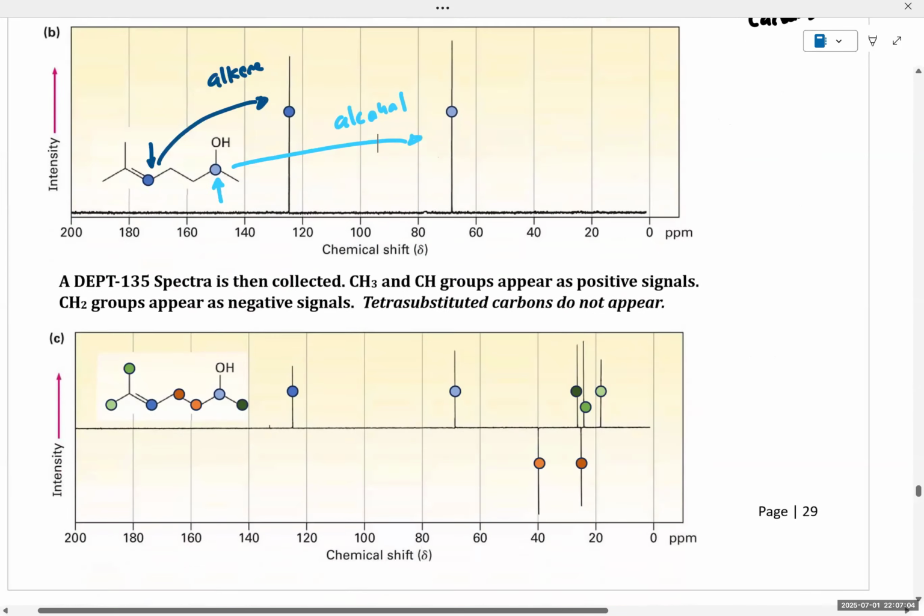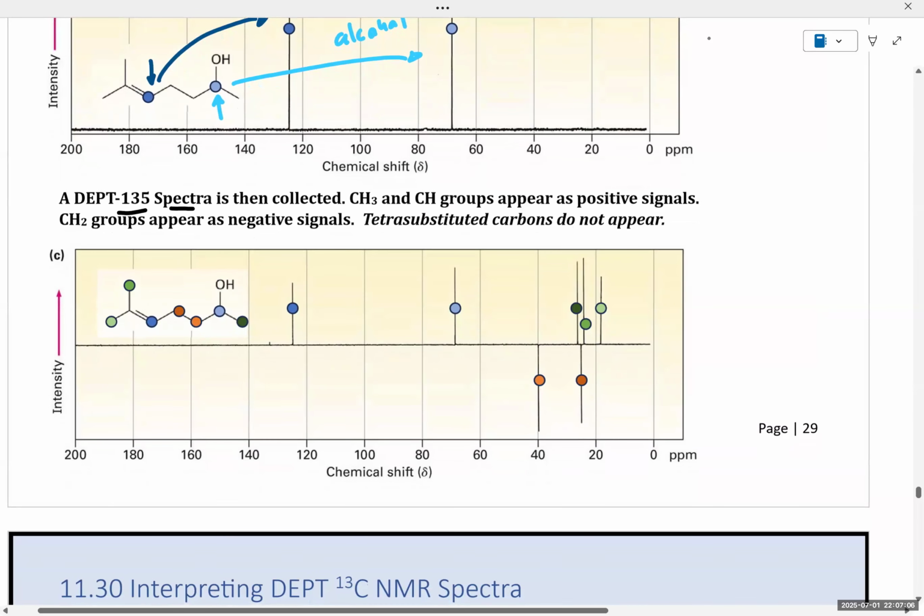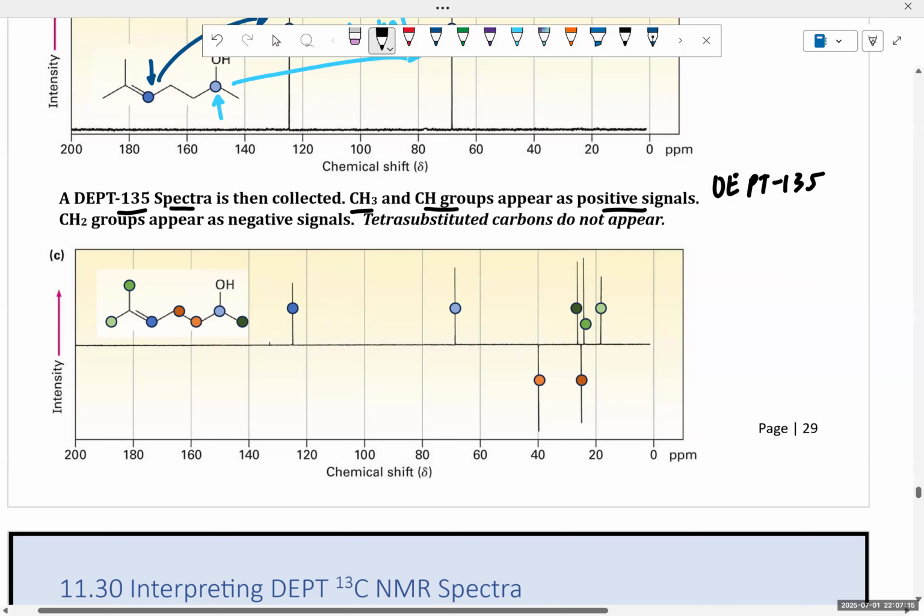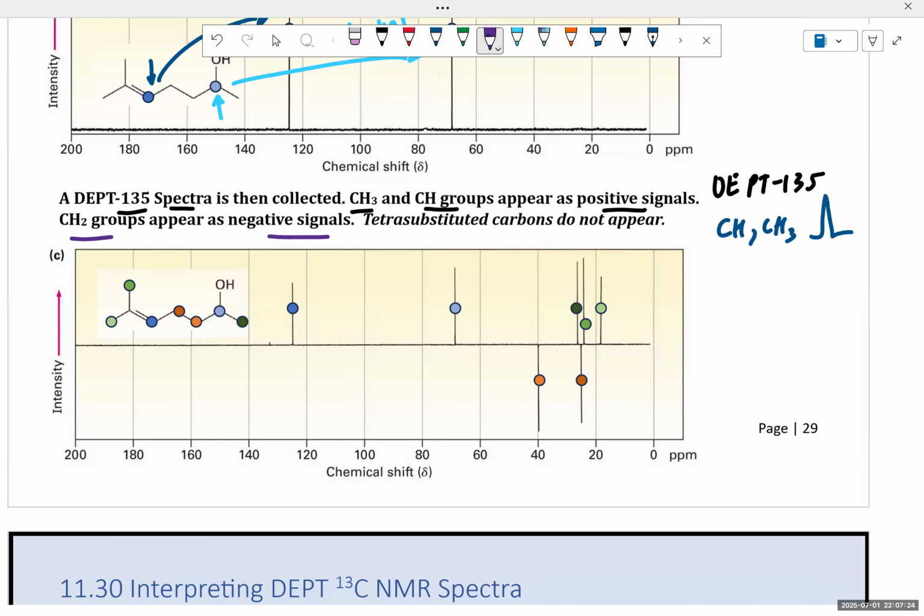Next, a DEPT 135 spectra is collected, where CH3 and CH groups appear as positive signals. So in DEPT 135, your CH and CH3 groups appear as positive signals, while CH2 groups appear as negative signals. Tetrasubstituted carbons, or quaternary carbons, do not appear.